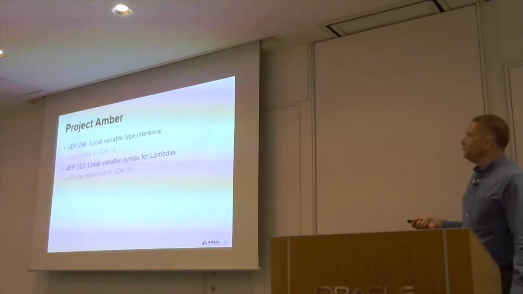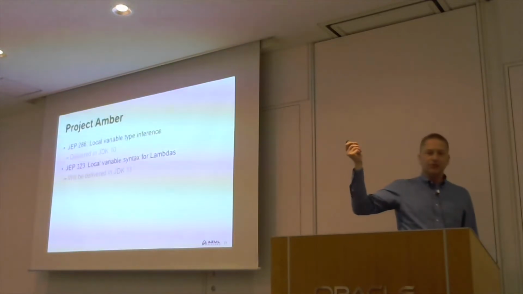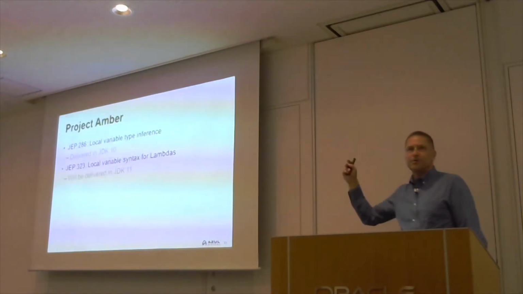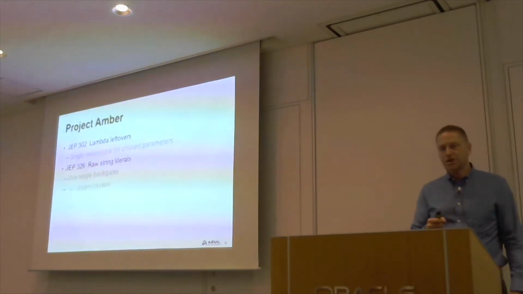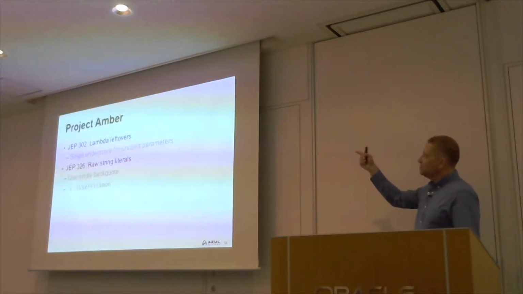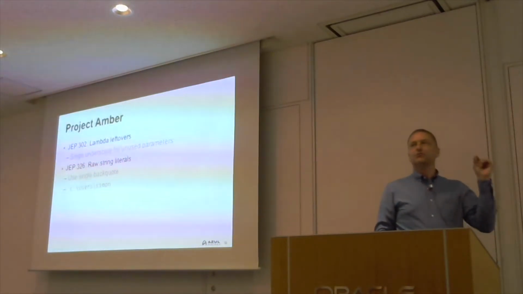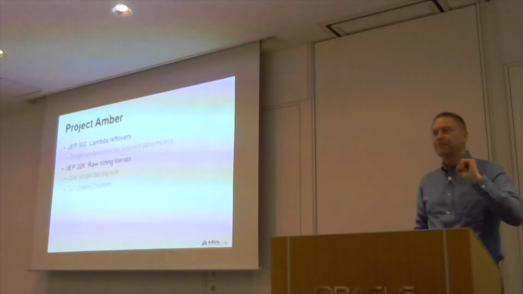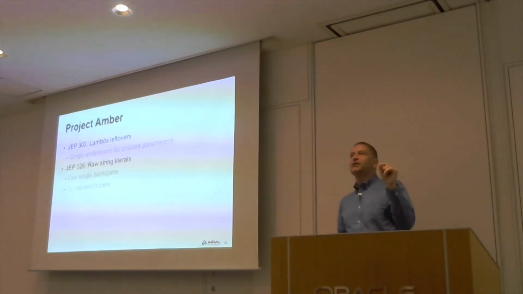Project Amber. A few things already made it into the JDK, so local variable type inference and the local variable type syntax for lambdas. These are both things we've already looked at, so those were part of Project Amber. But then there's some other things. So there is another change coming to lambdas. One of them is the idea of using a single underscore as a parameter in a lambda expression. In JDK 9, a single underscore.